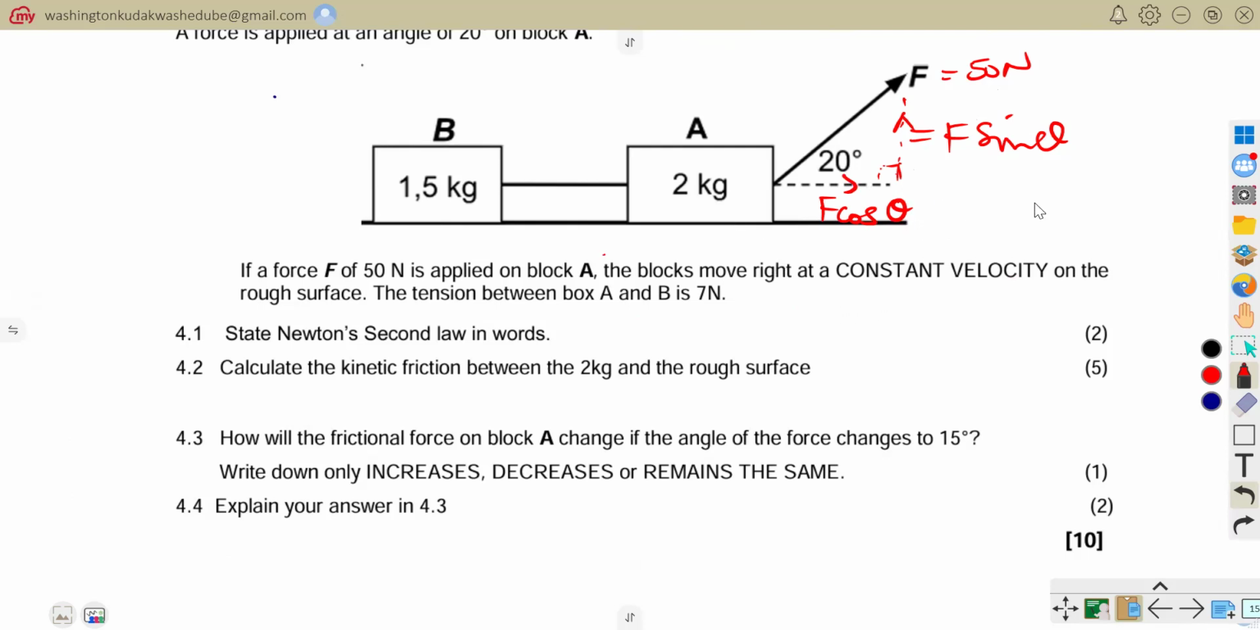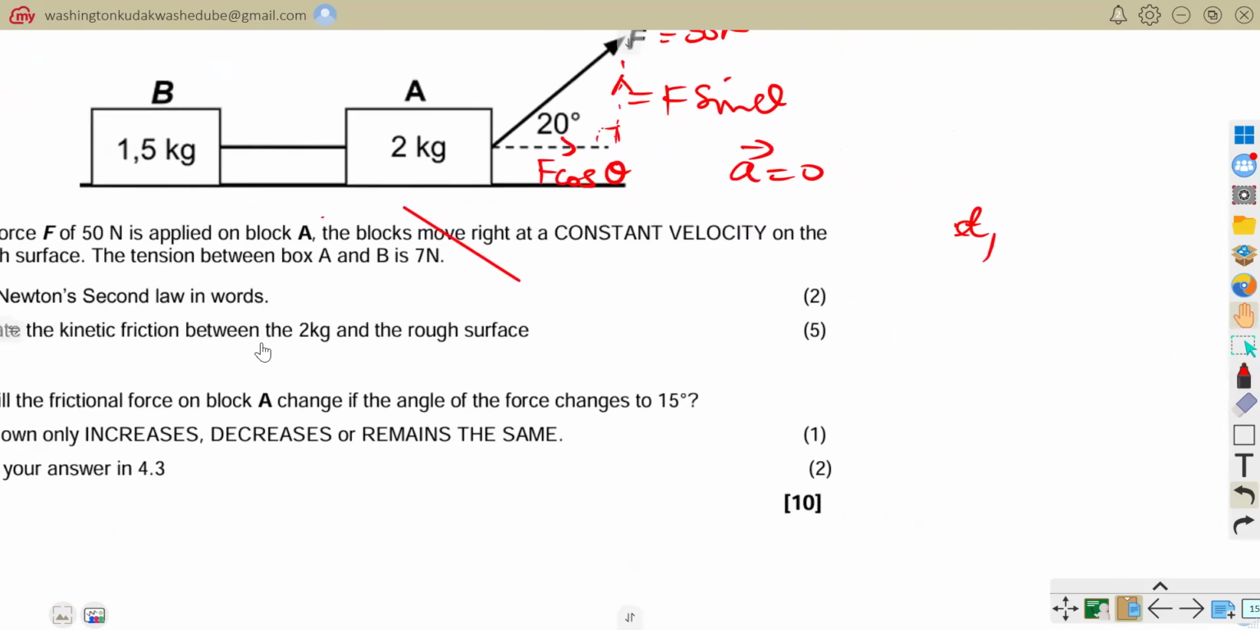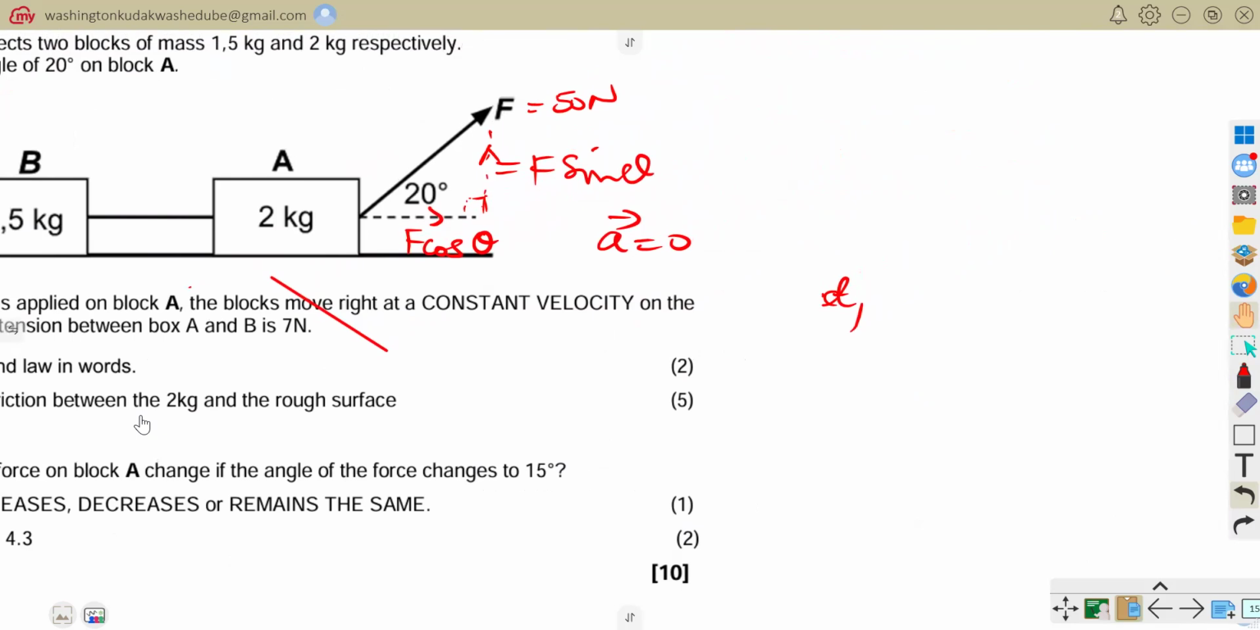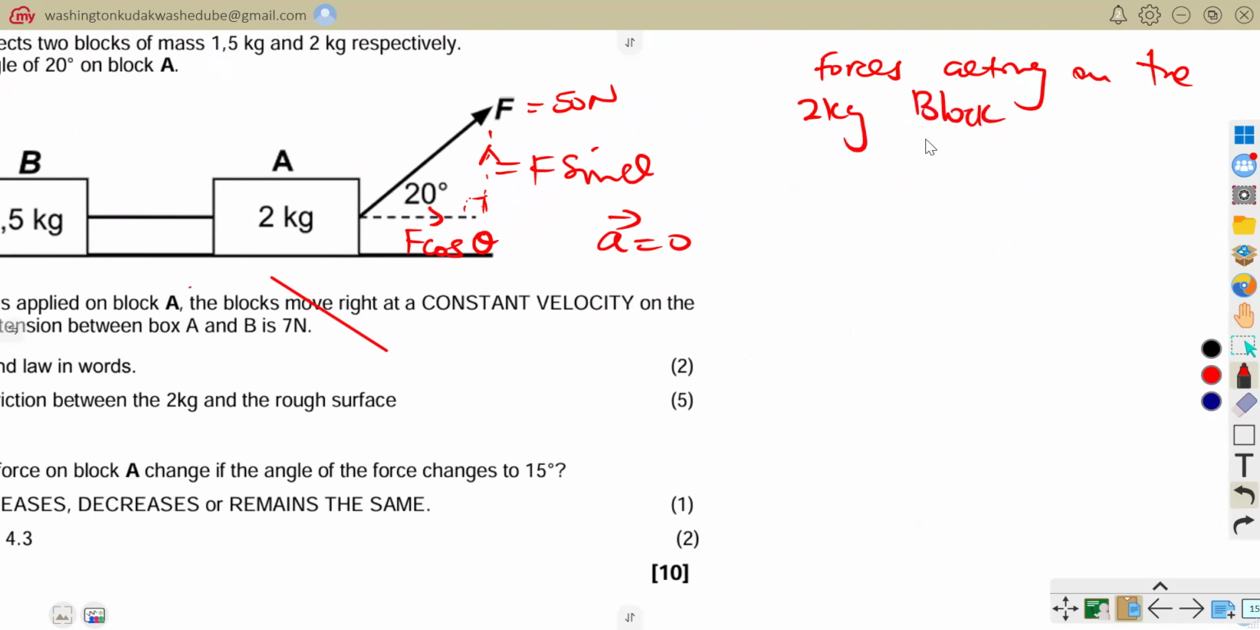So if acceleration is equal to 0, we know that our net force would be equal to 0. It means the forces going that side are equal to the forces going that side. So forces acting on block A. Let me answer it right here so that we get to see what we are saying. We want to calculate the frictional force acting on the 2 kg block. So, forces acting on the 2 kg block.